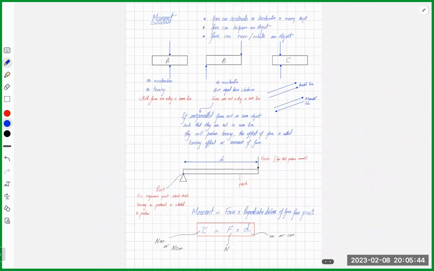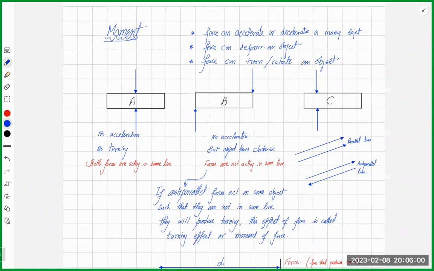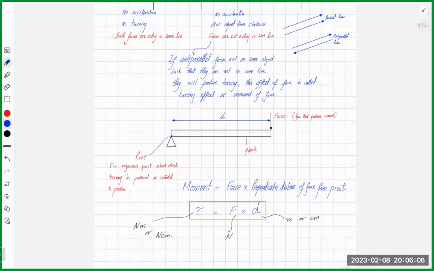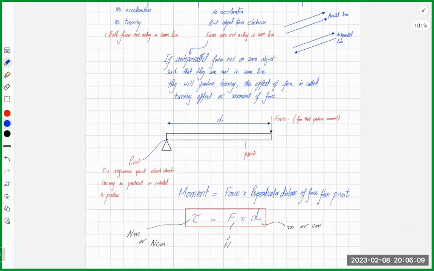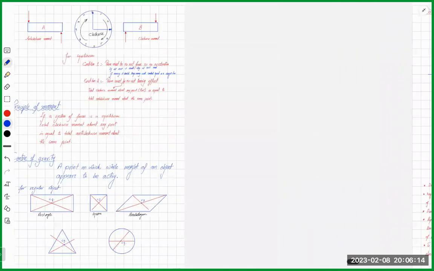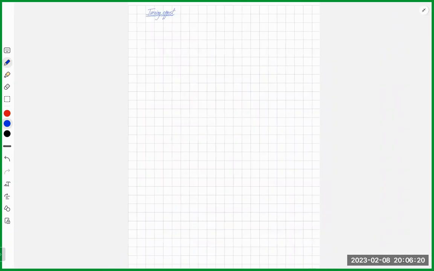Then they produce turning. We did turning effect. We also did principle of moments. So today we will be doing some questions for turning effect. Okay. Let me bring some questions.